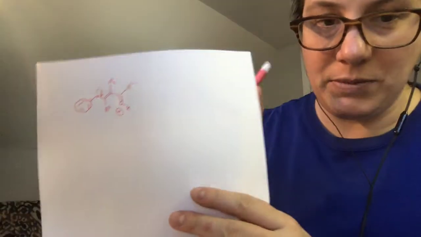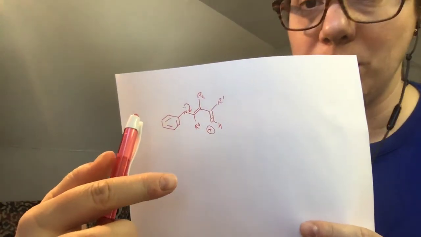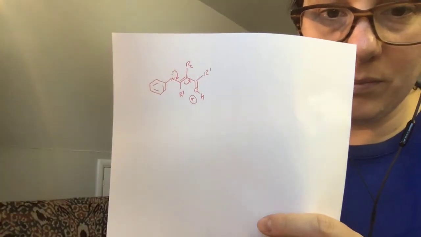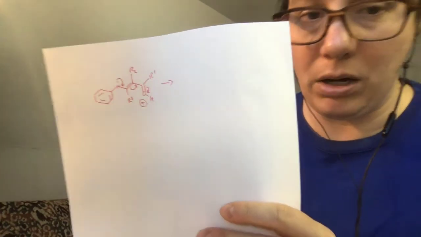So on the first step, I'm pushing here. This is all happening at one time, but the first arrow I'm drawing, not the first step of the mechanism, I'm pushing that lone pair here. And when I do that, that's going to move that double bond there. And that's going to move that other pi bond up into the carbonyl. So you're going to have the alcohol.